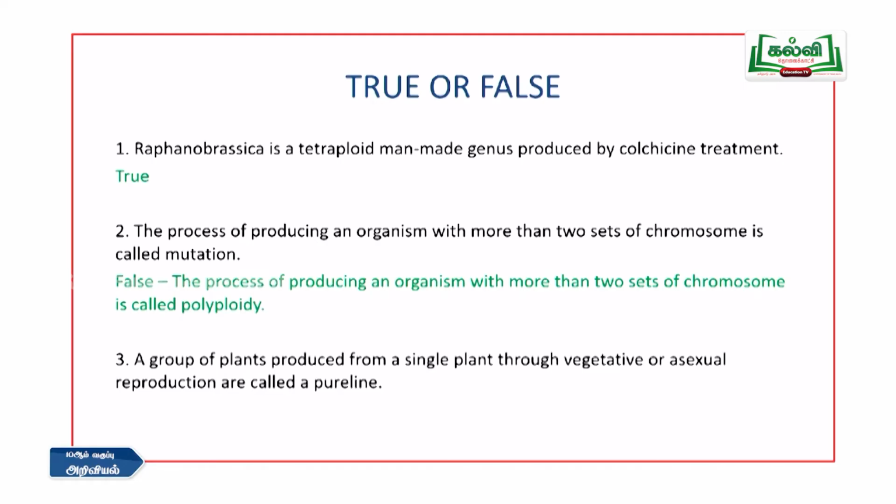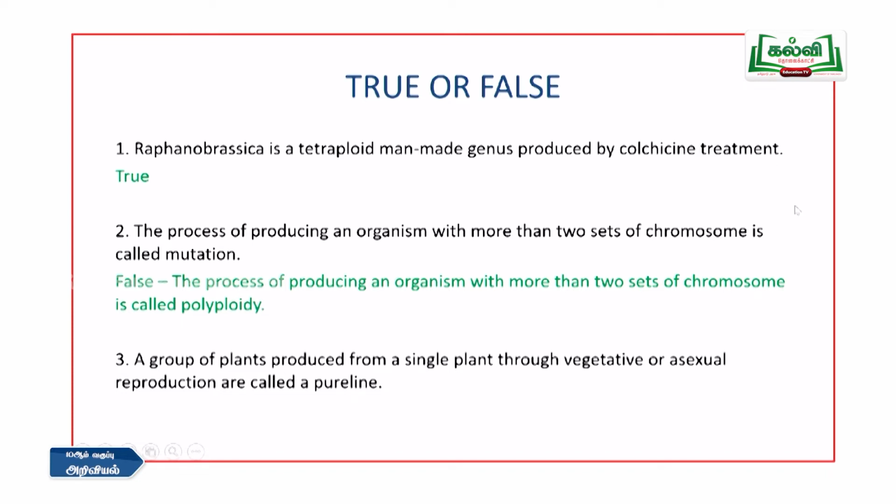Rhabdobrachysa is a tetraploid man-made genus produced by Colchicine treatment. The answer is 2. Here, true or false: if it is true, no need to write the answer. You simply write true, that is enough. If it is a false statement, you want to write the correct statement, and it will come under the 2-mark question.